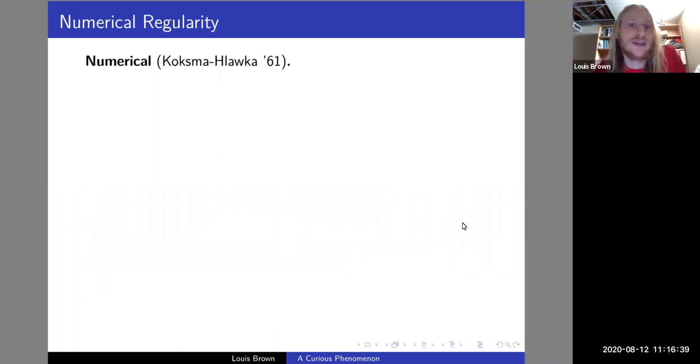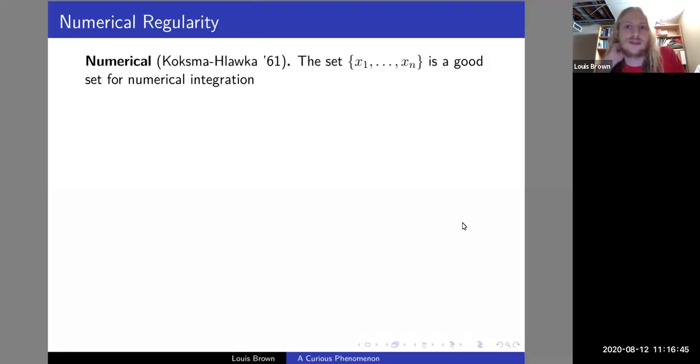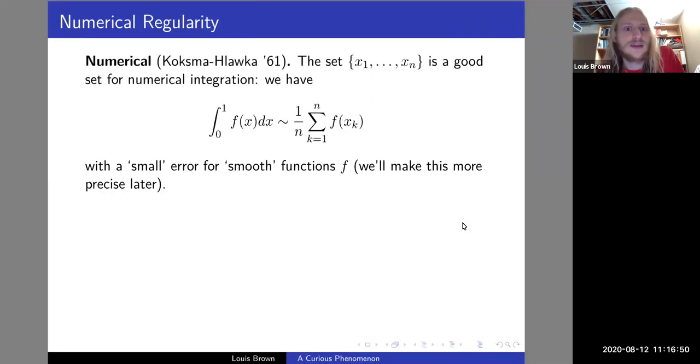Okay, now let's look at the numerical sense of regularity coming from Koksma–Hlawka. So we want the set x_1 through x_n to be a good set for numerical integration, meaning that we want it to be that the integral from 0 to 1 of f(x) dx is approximately equal to 1 over n times the sum from k equals 1 to n of f(x_k), with a small error for smooth functions f. We'll make this more precise later. So we want it to be that we can approximate the integral very well just by looking at our points and averaging the value of the function over them.